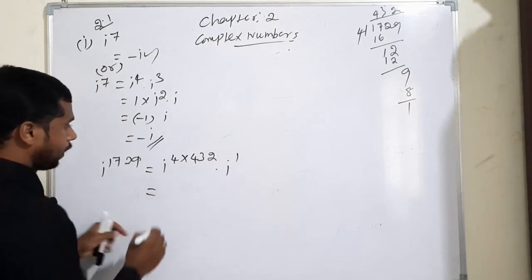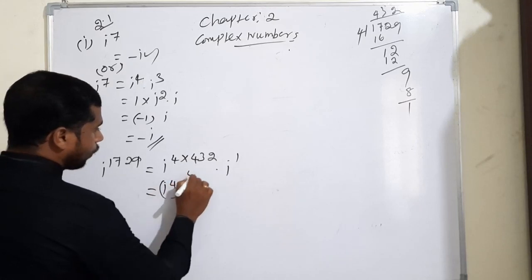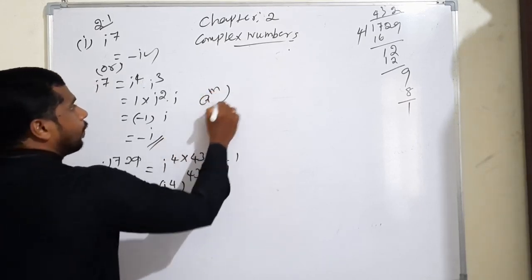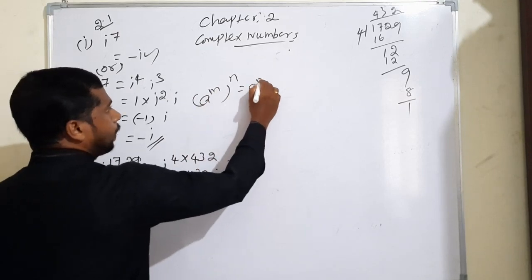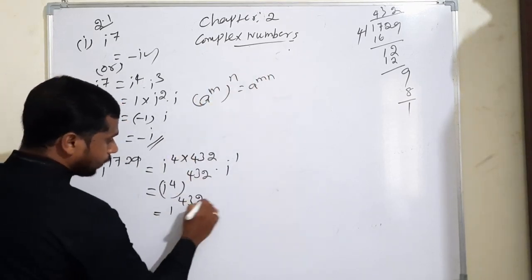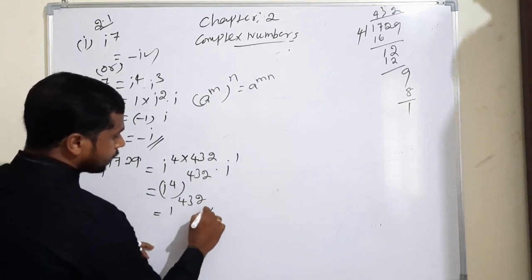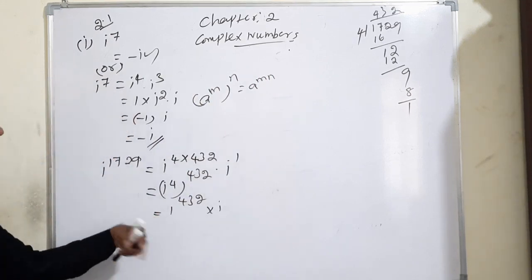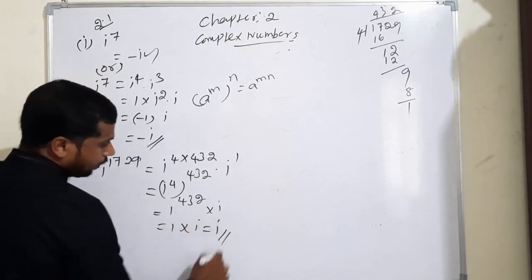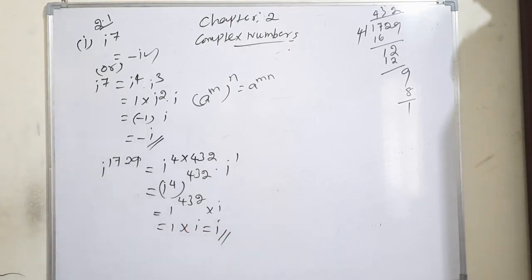Again look here. We can now write i to the power 4, the whole power of 432. Law of indices, what is the law of indices? (a to the power m) to the power n means a to the power m into n. So i to the power 4 is 1, 1 to the power 432. i to the power 1 means i will come. Again 1 to the power any value means the value will be 1. So 1 into i means i will come. This is subdivision 2's answer.